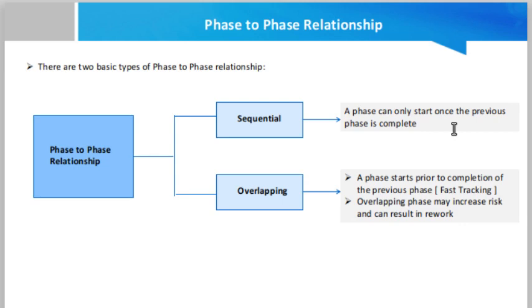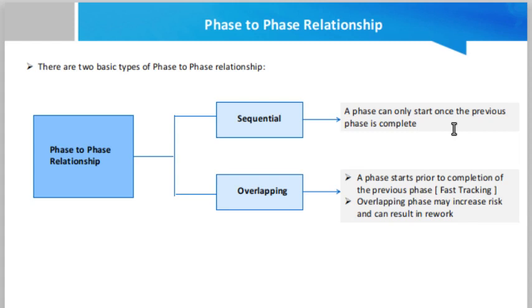Okay, the overlapping concept is basically called fast tracking. Fast tracking means that you are working in parallel. Parallel means, for example, if you are already working on task A, in parallel you start task B as well. Okay, so this is called the concept of fast tracking.